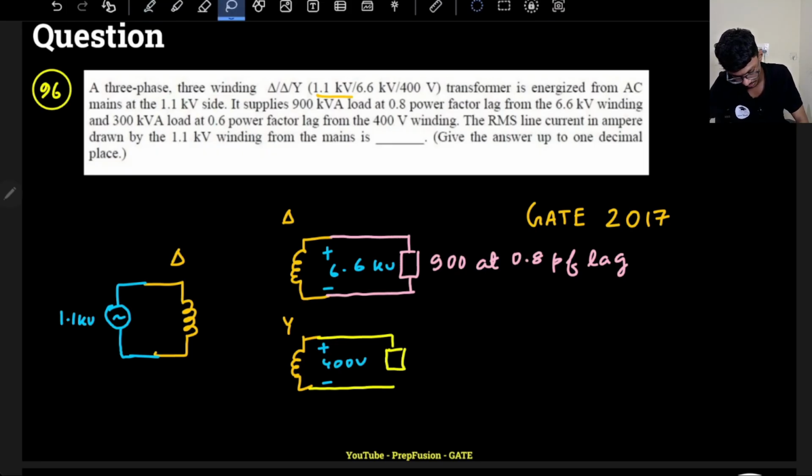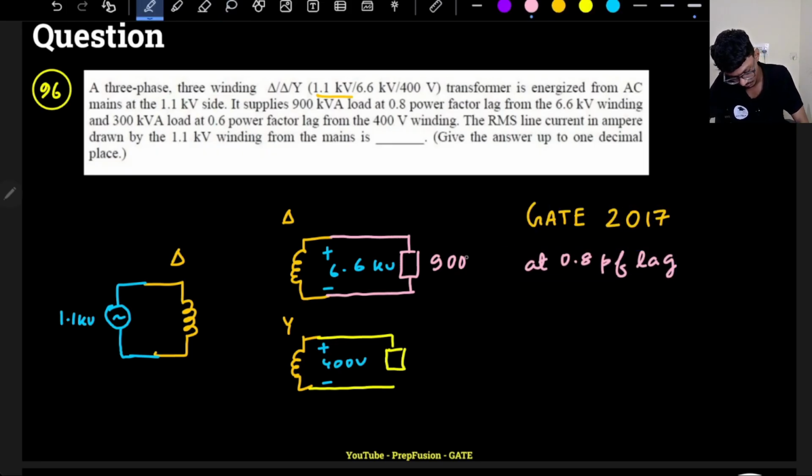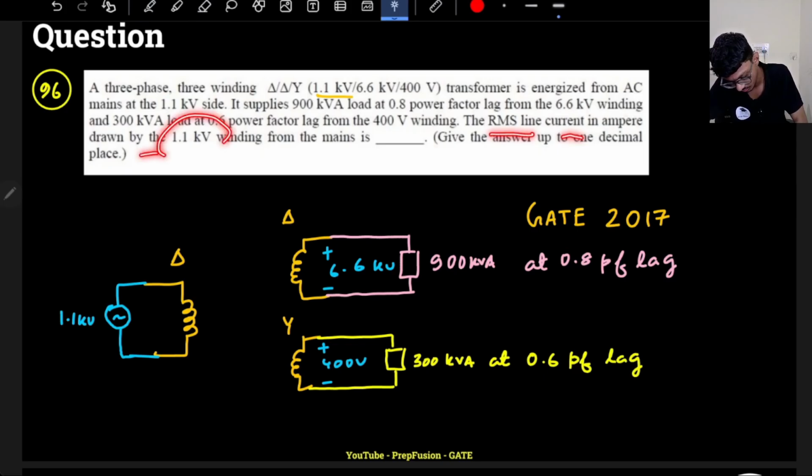Here it is, 900 kVA, right? So another winding is supplying a 300 kVA load at 0.6 power factor lag from the 400 volt winding, right? They are asking what will be the RMS line current in amperes drawn from the 1.1 kilovolt winding of the mains.